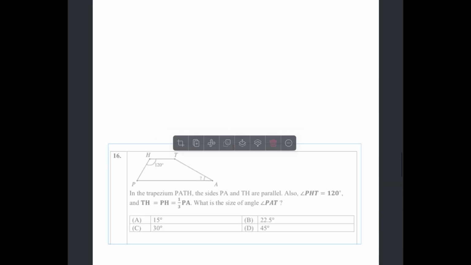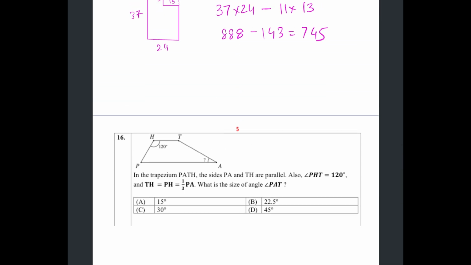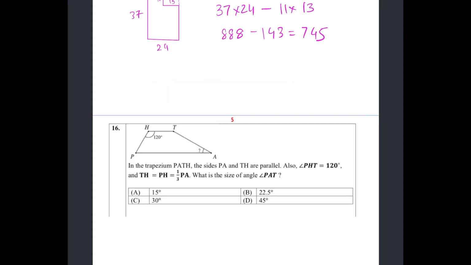Okay, let's see the next question. Question 16. It says path is a trapezium. The sides PA and TH are parallel. Also, angle PHT is 120 degrees. We've also been given that PH, so this side, equals this side, and is equal to 1/3 of PA. So both of these sides are 1/3 of this whole side PA.